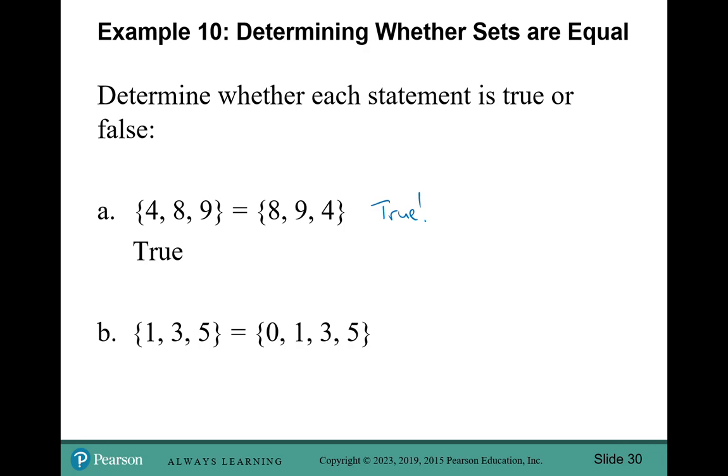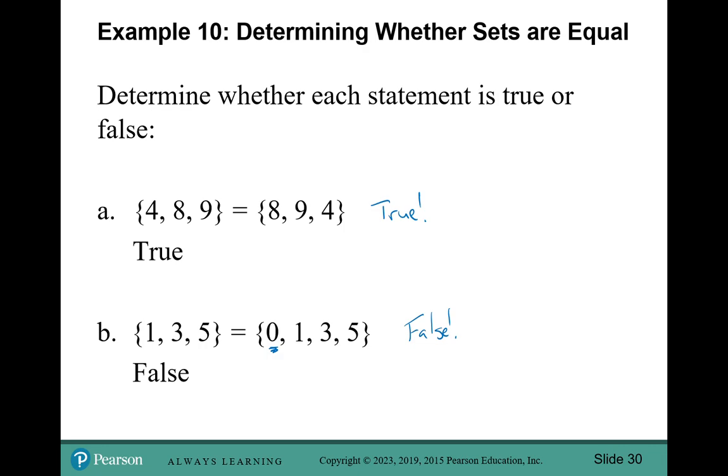If I look at the next set, I've got the set 1, 3, 5. Is that equal to the set 0, 1, 3, 5? It's not. It's not at all equal. They do share some elements, but they are not equal. This is a false statement. This set has an extra element, that element 0. That's what makes this not true. So the first set is equal, the second set is not equal.